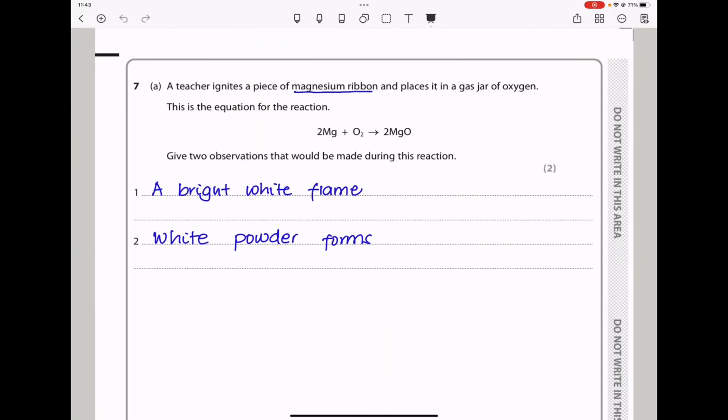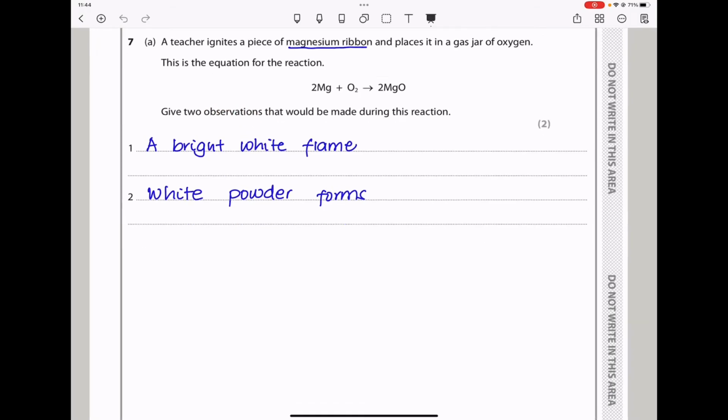Question 7. A teacher ignites a piece of magnesium ribbon and places it in a gas jar of oxygen. This is the equation for the reaction. Magnesium plus oxygen gives us magnesium oxide. Give 2 observations that would be made during this reaction. So because there is magnesium, a bright white flame is going to be observed as magnesium burns, and the magnesium ribbon is going to be converted into white powder. So when an exam question asks you for observations, make sure you write things that can be visible.